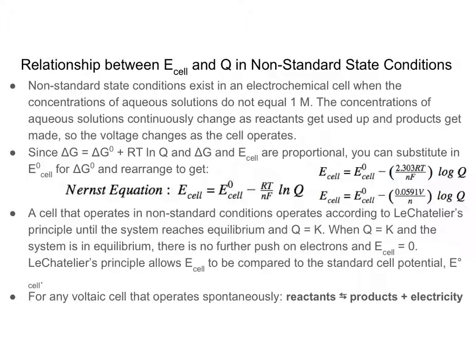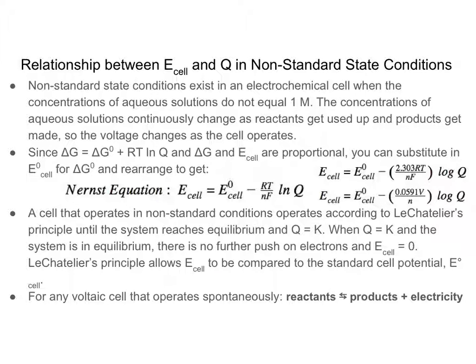The cell potential and Q in non-standard state conditions, though, is going to come up. Non-standard state conditions exist in electrochemical cells when the concentrations of the aqueous solutions don't equal 1 molar. As a matter of fact, most of the solutions that you ever deal with are not 1 molar, so we have to learn how to handle that. The concentrations of the aqueous solutions continuously change as reactants get used up and products get made. As a result of that, the voltage changes as the cell operates.